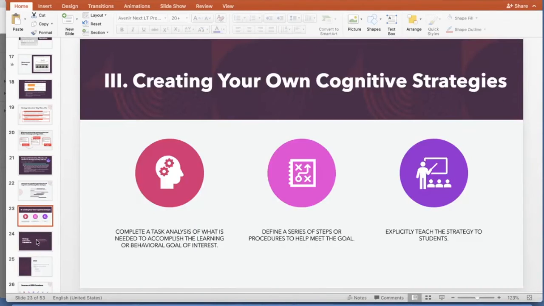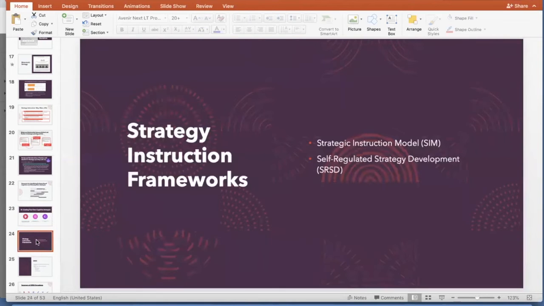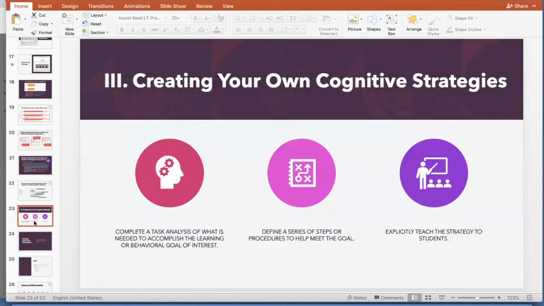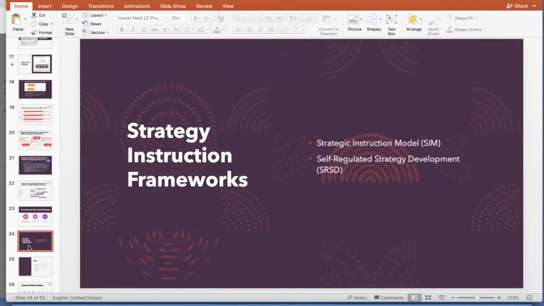Before I do that, though, I just want to expose you to two strategy instruction frameworks. These are sets of steps. What we're going to work through today is three steps: define your strategy, package it for students, and teach it. The two strategy frameworks I'm going to expose you to really quickly do the same thing, but in a much more intensive way.